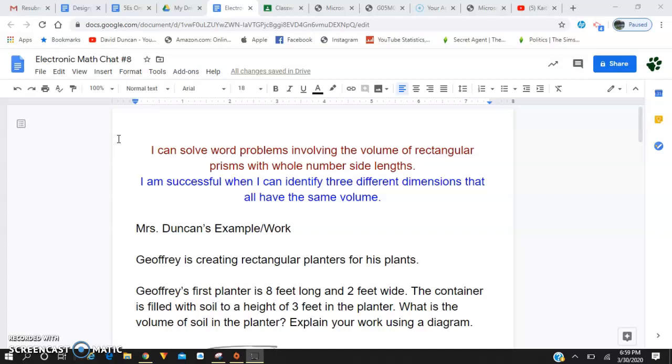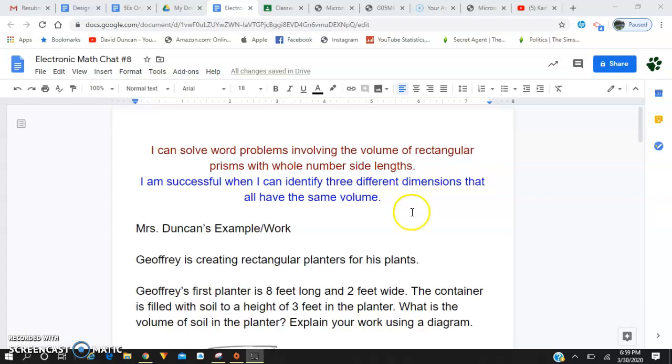But before we get started, I want to read our I can statement and our success criteria. Our I can statement is, I can solve word problems involving the volume of rectangular prisms with whole number side lengths. So that means we're not dealing with decimals, we're not dealing with fractions, we're dealing strictly with whole numbers here.